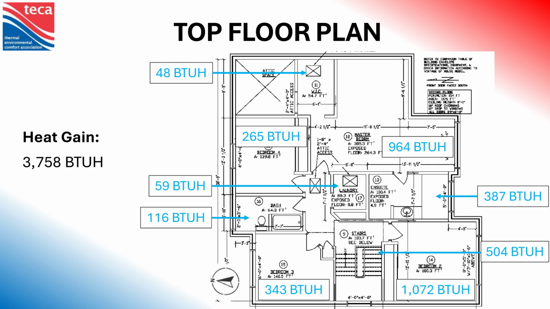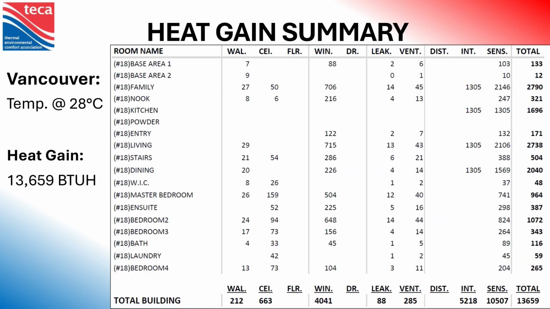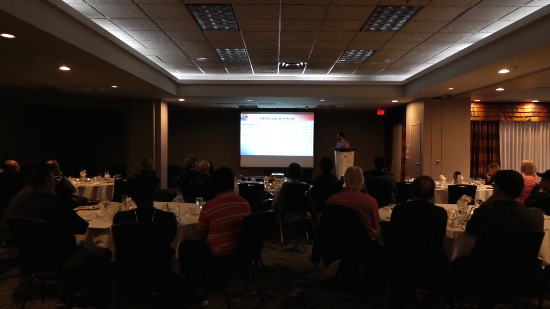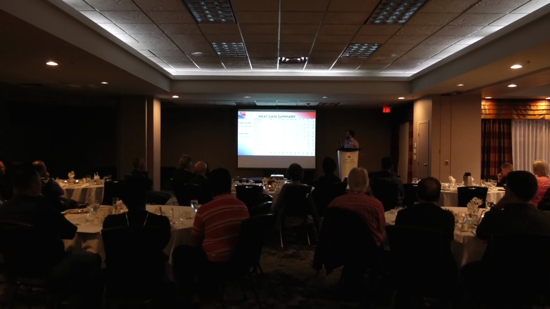And then we have on the top floor about 4,000 BTUs. Okay, so looking at a sheet here, the heat gain for the whole house is about 14,000 BTUs. Now I set the indoor set point temperature to 26 degrees C. Typically CSA F280 actually specifies 24 degrees for indoor air temperature. So we're looking at 13,659 BTUs total. So that's sensible and latent.